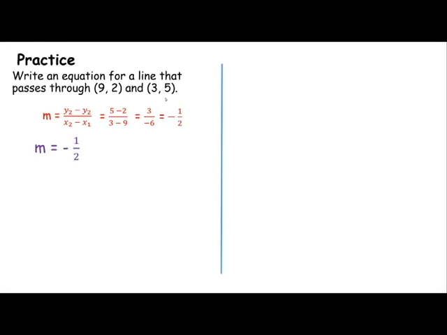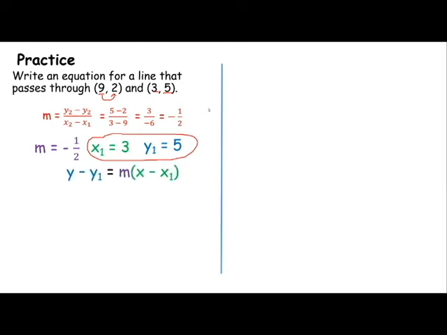I can pick either of these 2 points to plug in. It does not matter which one you pick, but you cannot use both. Also, keep in mind that if you use the 3, you have to use the 5. If you choose to use the 9, you have to use the 2, because what we're looking for is an example of a coordinate. We can choose either example we want, but once you pick one, you've got to be consistent.